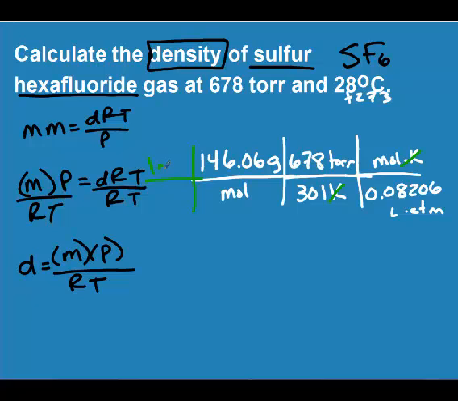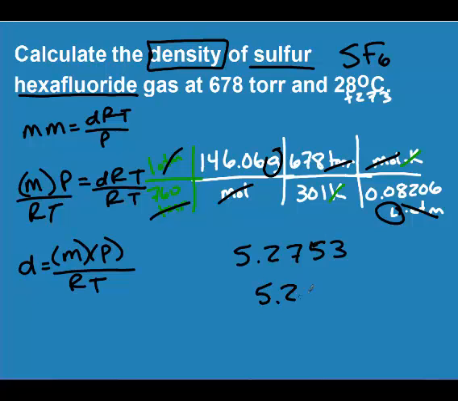So then 1 atm is equal to 760 torr, which then cancels my torr, it cancels my atm, my moles cancel, and I'm left with grams per liter, which is your units for density. And so plugging that in, you should get that, which rounds to 528 grams per liter.